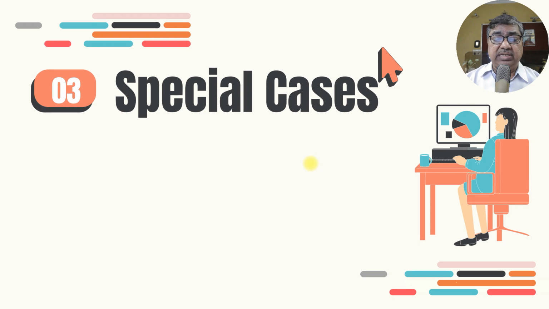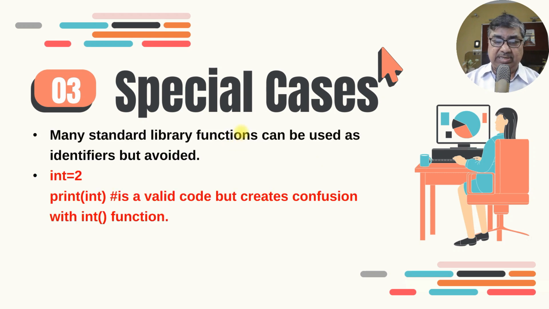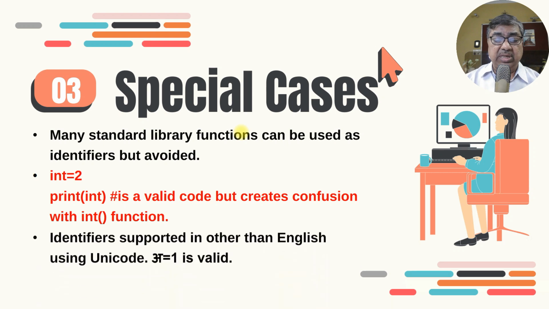So special cases are like many standard library functions can be used as identifiers but are avoided. See the example. For example, int is a function in Python, so int is equal to 2 is allowed, and print int is valid code. But you can understand that with the int function this will create confusion. So we do not use that. It is allowed but we do not use it.